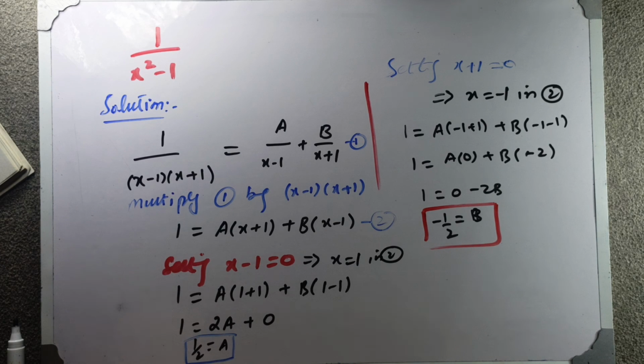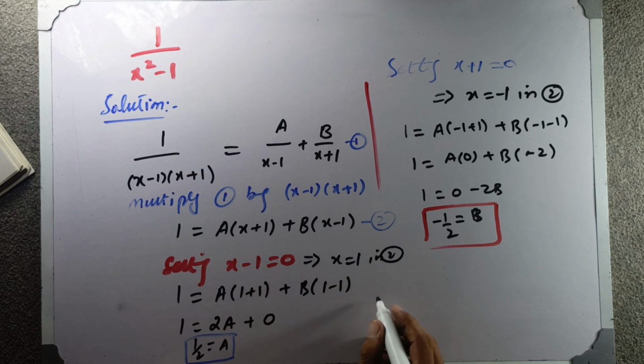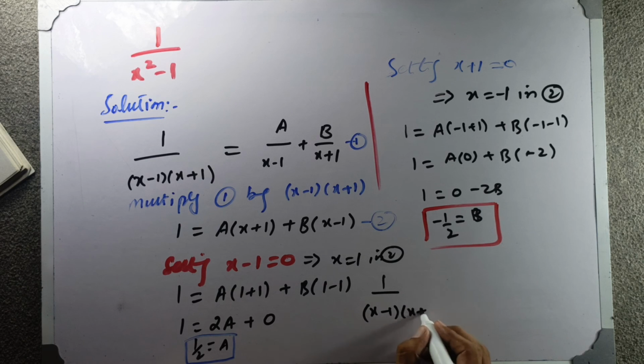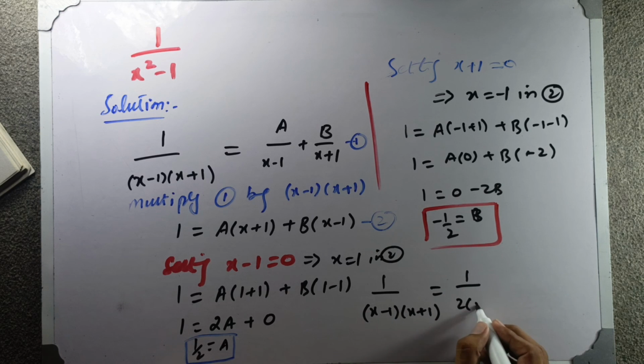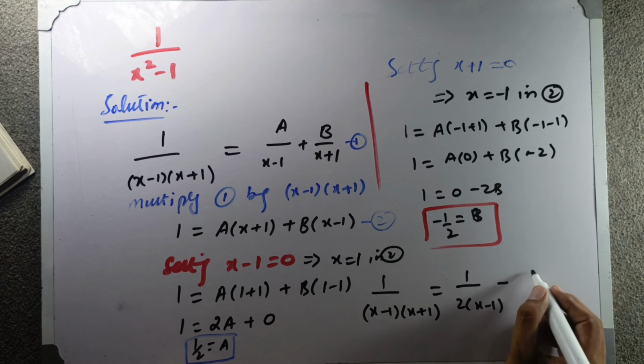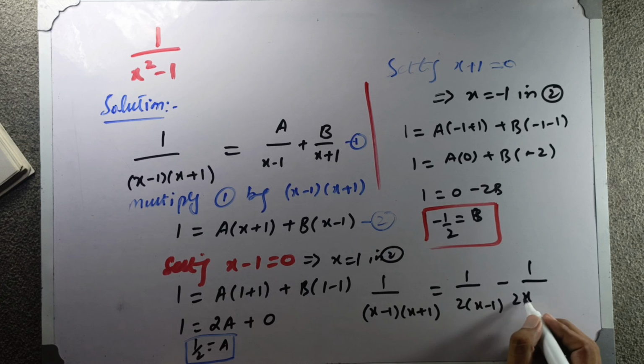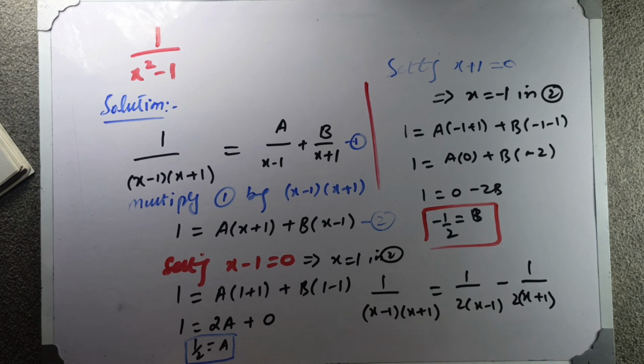Now we move on to the conclusion by putting the values of a and b in equation 1. So we will get 1 over x minus 1 and x plus 1 is equal to 1 by 2 into x minus 1, minus 1 over 2 into x plus 1. So this will be the resolution of the rational fraction into partial fractions.